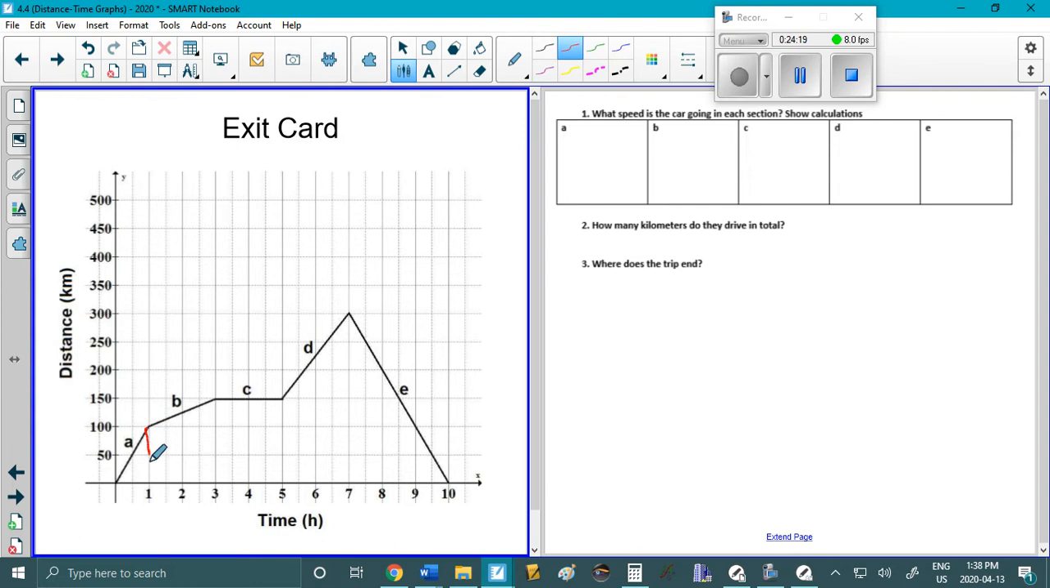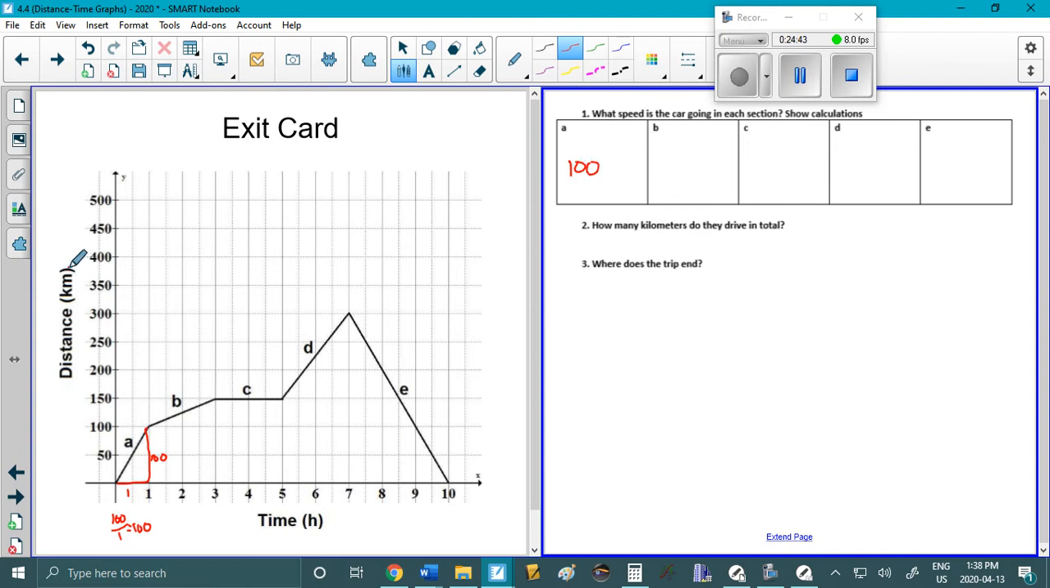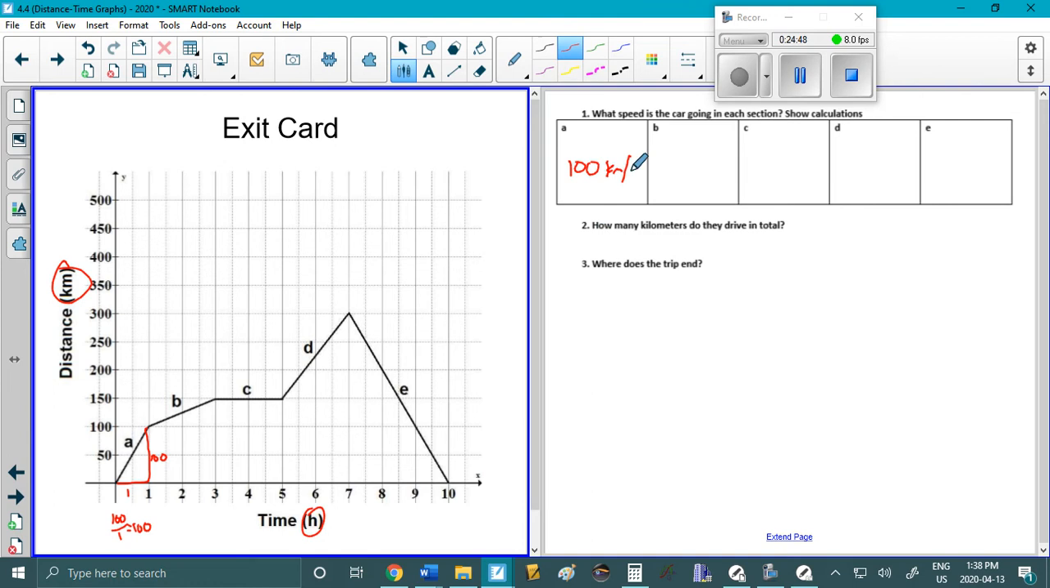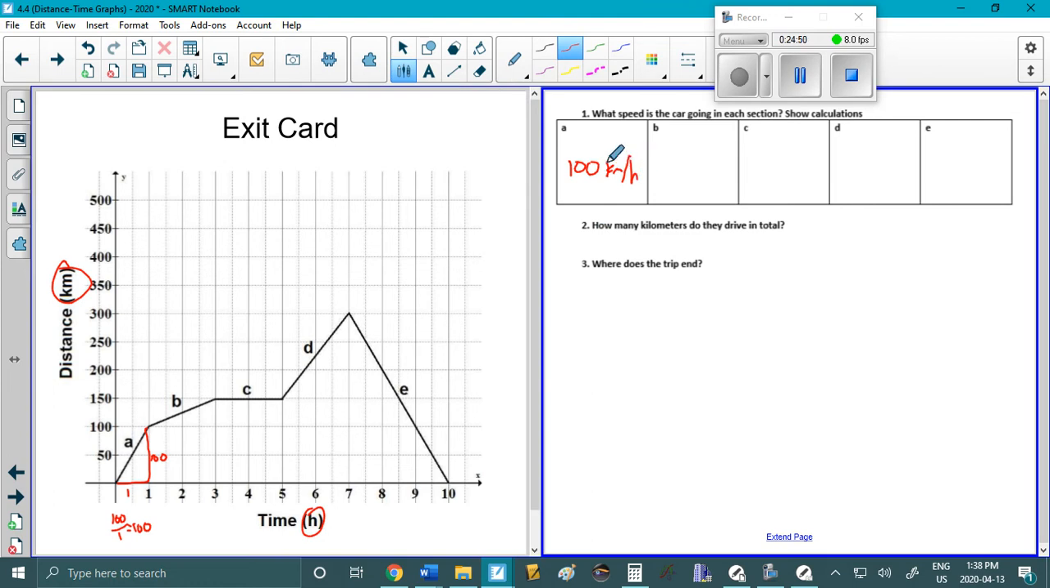So I'm going to do what's called a rate triangle for part A here, and I'm going to find the distance traveled, and I'm going to find the time. So the distance traveled goes from 0 to 100, so that's 100. And the time goes from 0 to 1, so that's 1. So 100 over 1 is 100. So the speed here is 100 kilometers per hour. Okay, now are they going towards home or away from home? Away from home.